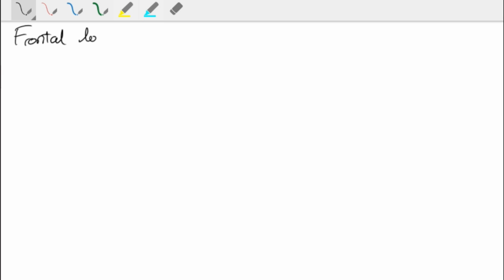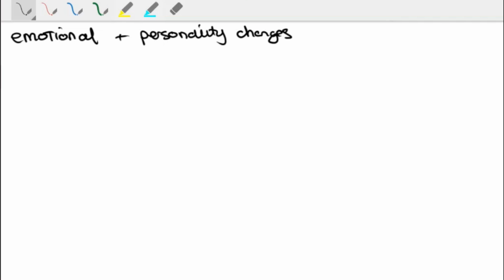Some syndromes that are caused by frontal lobe damage include emotional and personality changes. I've already discussed this very briefly in my first video. It's such a famous and classic case in neuroscience and even just psychology in general, you'll be hearing and reading about it quite often. It's the case of Phineas Gage.